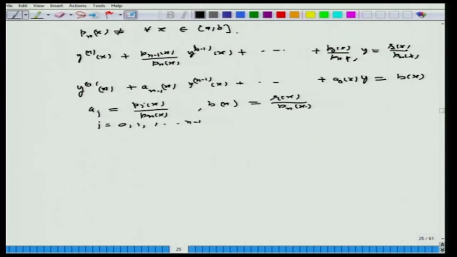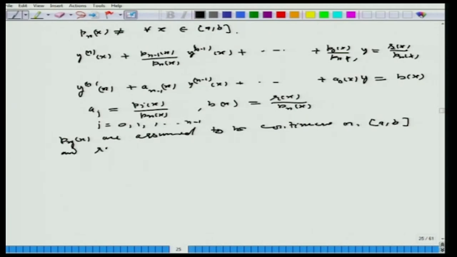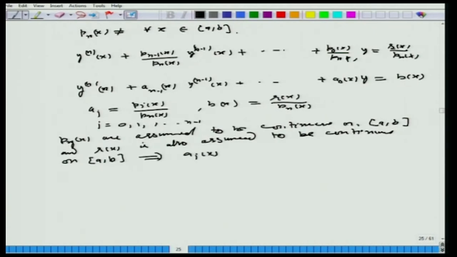Now, since all these Pj(x) are assumed to be continuous on (a, b), and R(x) is also assumed to be continuous on (a, b), this would imply that these a_j(x) and b(x) are continuous on (a, b).